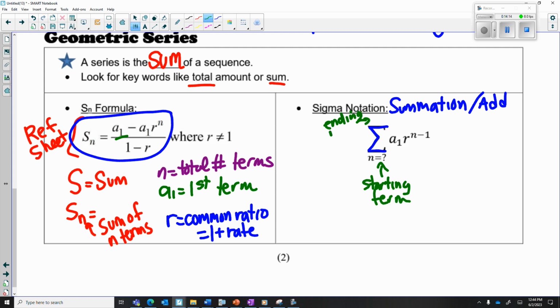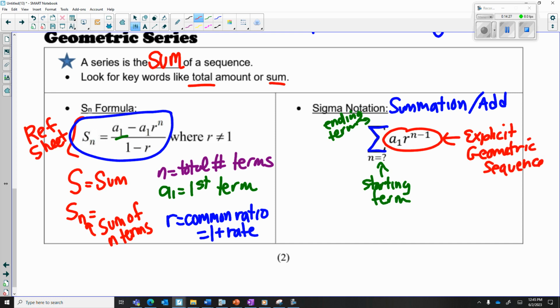That's like the upper boundary. And then what goes over here is going to be the explicit formula for the geometric sequence. Right? So there's two ways to represent the same thing. Now let's look at some examples.